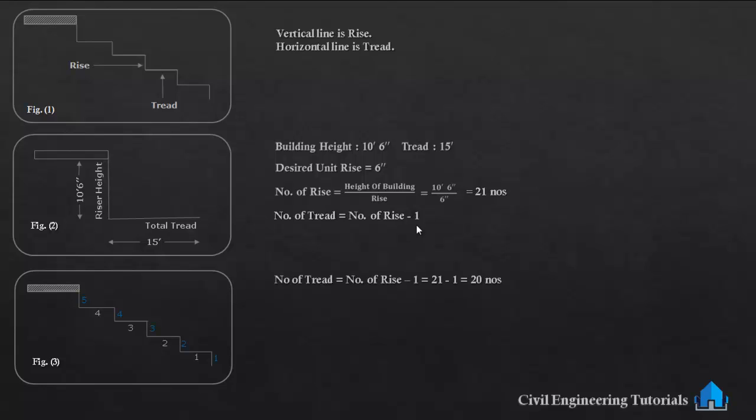So number of tread is equal to number of rise minus 1, that is 21 minus 1 is equal to 20 numbers of tread.